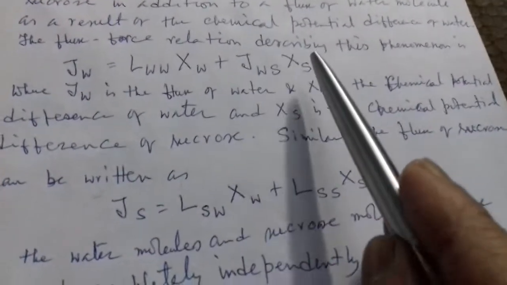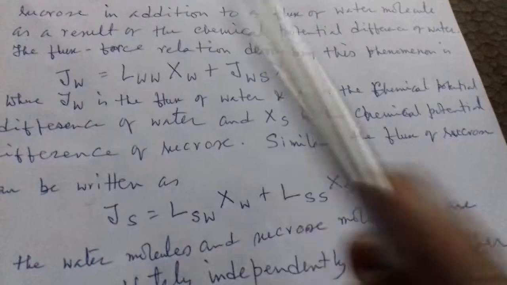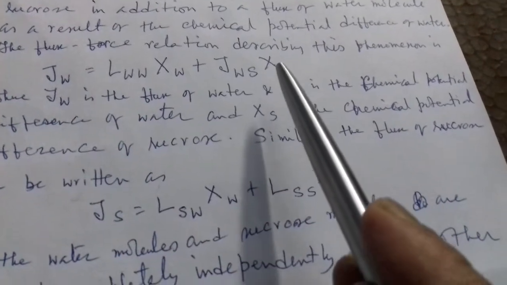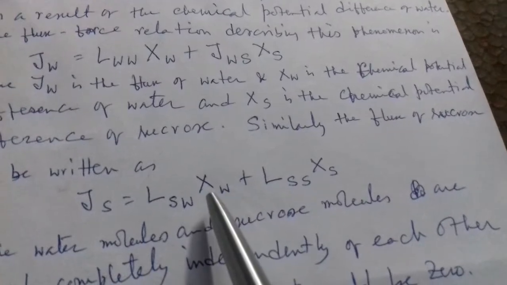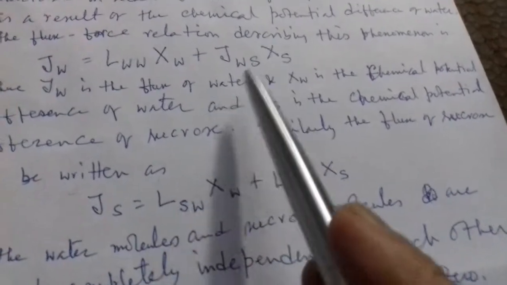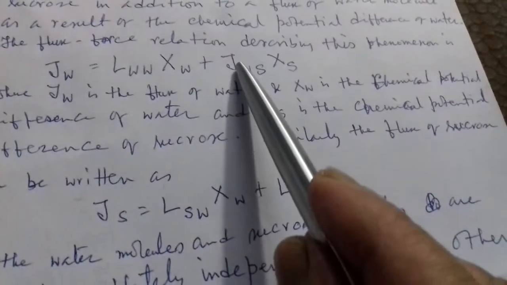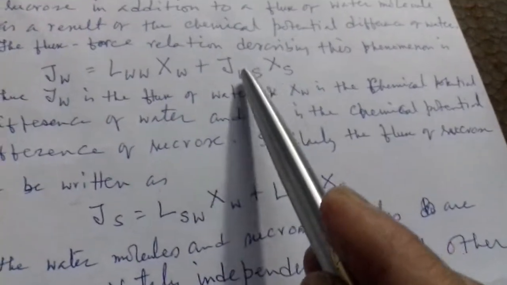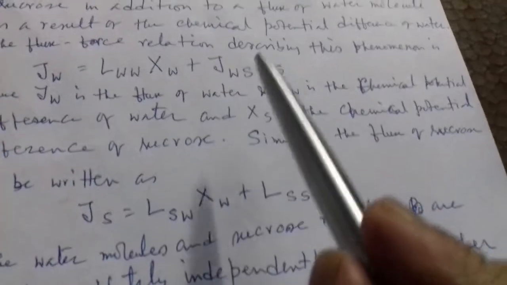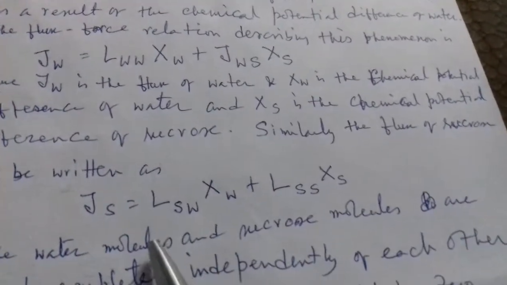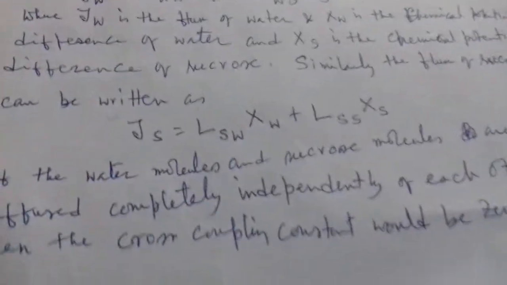But as JW is partially dependent on the force of sucrose and JS is also partially dependent on the force of water, these cross coupling coefficients will be non-zero. Had it not been dependent on this, not dependent on that, then these two off diagonal coefficients would have been 0.